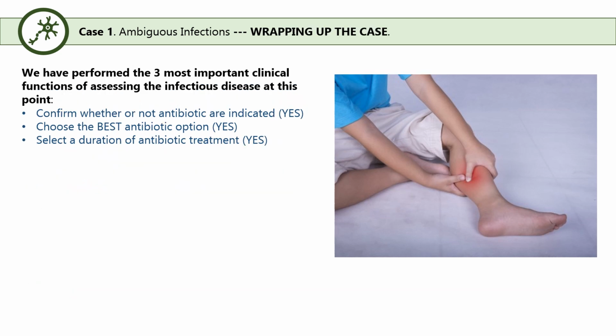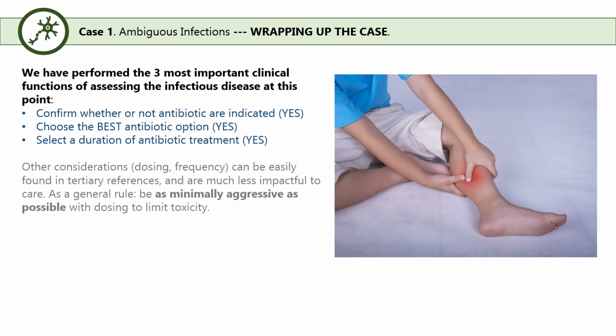Wrapping up, we've achieved the 3 primary goals in this case: deciding whether antibiotics are needed and clarifying the specific diagnosis, making an educated hypothesis to the most likely pathogen using our knowledge of microbiology and the disease, and selecting thoughtfully an antibiotic regimen considering spectra of activity and a systematic thought process. Other considerations we have not touched on, like dosing, can be easily found in tertiary references and are less impactful. Here, we've made the most positive patient impact.